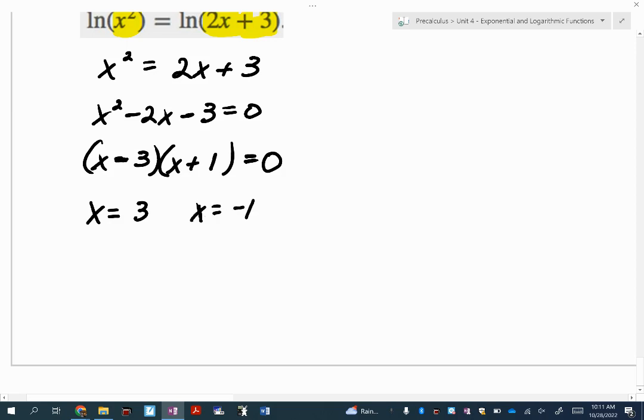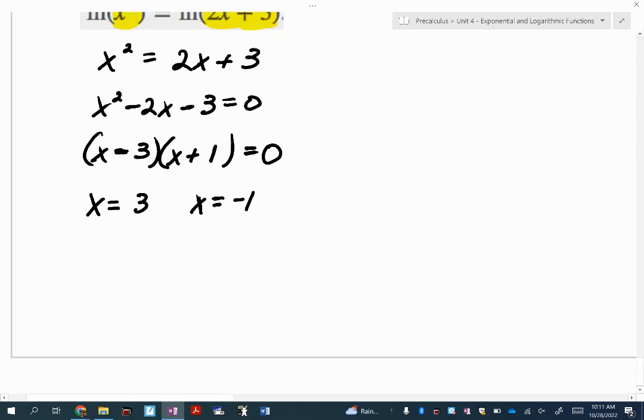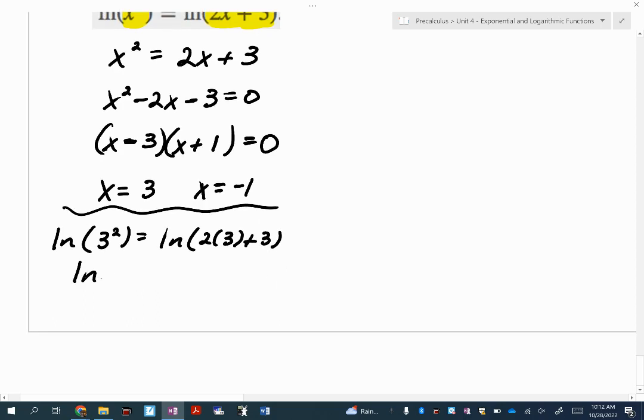Now, don't forget, as I told you earlier in this lesson, you could encounter some extraneous solutions. So make sure you check these by plugging them in. You have the natural log of 3 squared equals the natural log of 2 times 3 plus 3. Let's see if that works. So the natural log of 9 equals the natural log of 2 times 3, which is 6, 6 plus 3 is 9. That checks out. So this one is good.